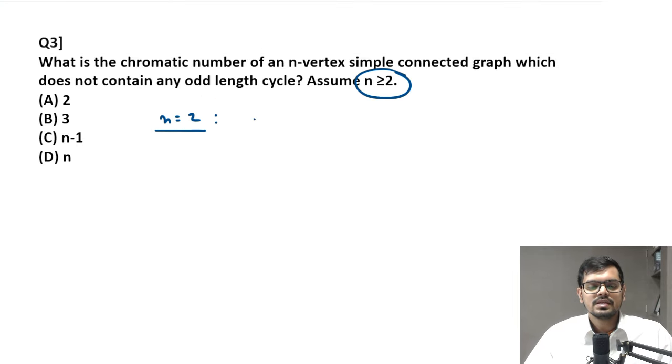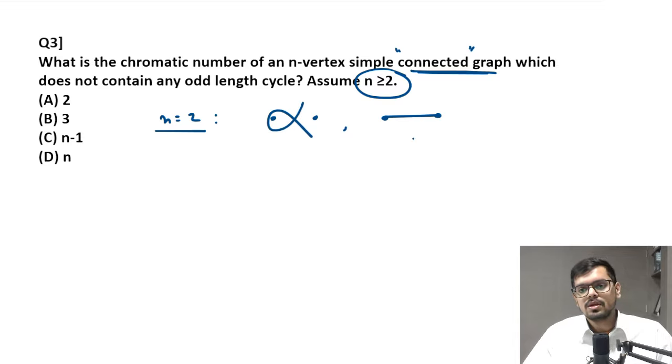Now you will say, sir, we have two kinds of graph. One is this null graph and the other is this simple graph. But remember, they are saying simple connected graph. If it is connected, then this is not allowed, this is allowed. If this is allowed, 2 colors are needed to fill this graph. So when n is 2, we need 2 colors, not 3. So 2 options are gone.